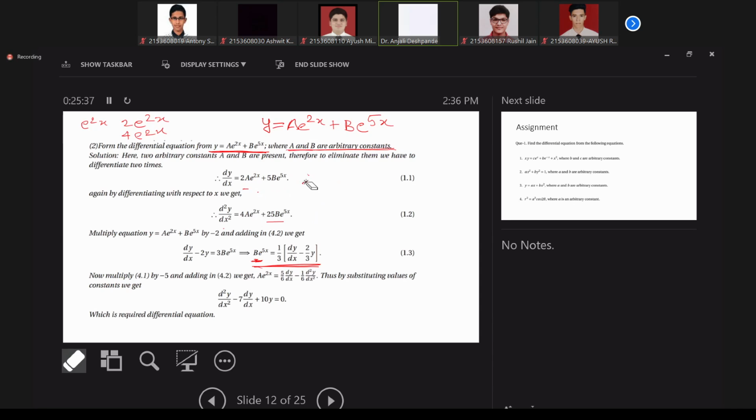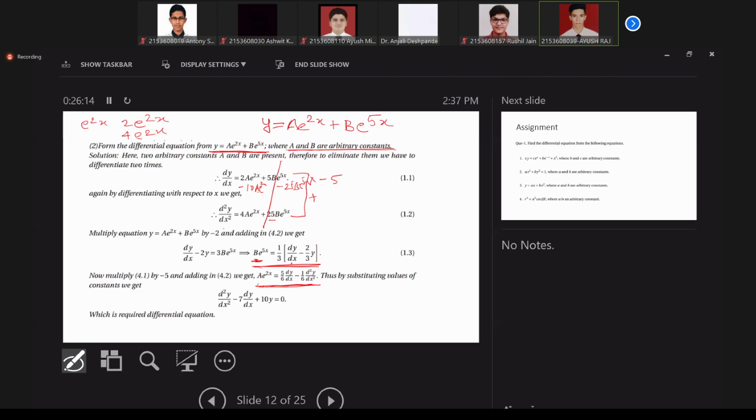For that, what I will do? I will do a new manipulation, and now I want to get rid of this b term. So I will multiply this by -5. If I do like this, here I'll get -10a e raised to 2x. Here I'll get -25b e raised to 5x. And then I will add these two, and this will get cancelled out. Then we will get this -6a e raised to 2x. And from all that, if we just simplify, we will get this value. A e raised to 2x is equal to so much.